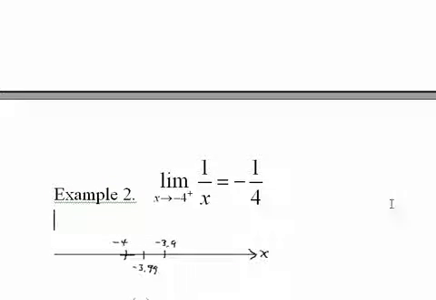Here's an example. Okay, the limit of 1 over x as x approaches negative 4 from the right side. Well, here's negative 4. I'm going to put in values from the right, closer and closer to negative 4. I don't care what happens at negative 4. Just as x gets closer and closer to negative 4 from the right, I might put in negative 3.99 into the function and see what I get, and then put in negative 3.9, and values that are closer and closer to negative 4 but are larger than negative 4, and this function gets closer and closer to negative 1/4.